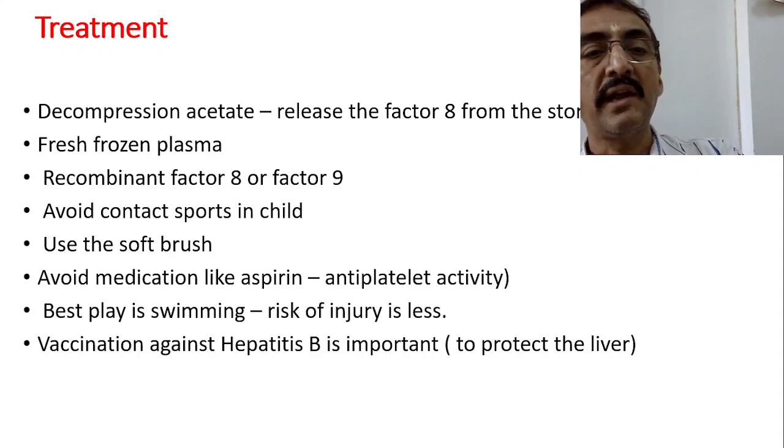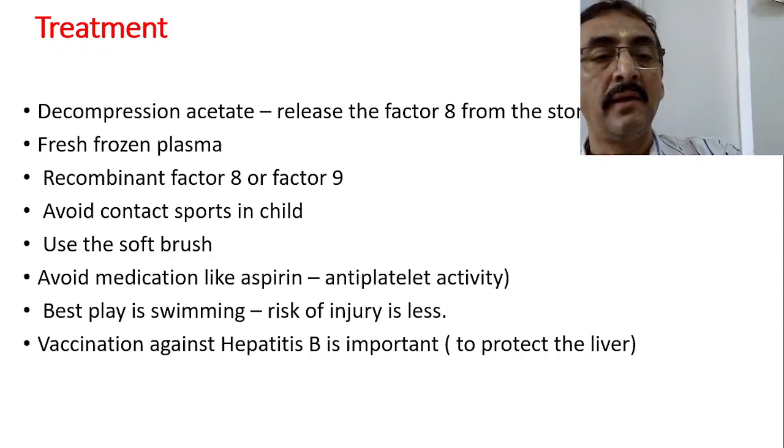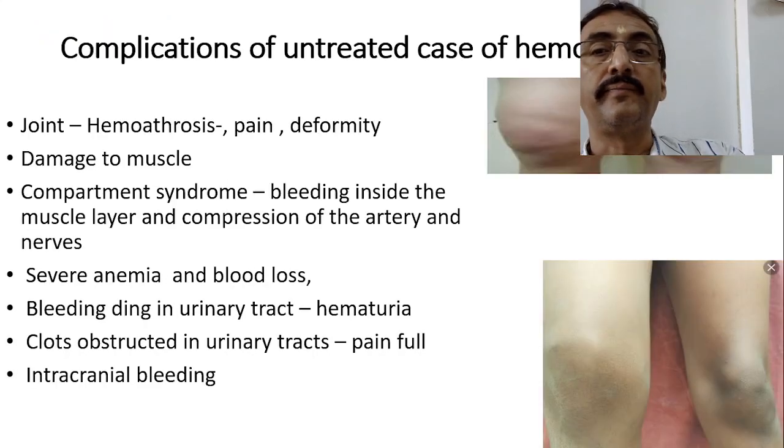Then we need to avoid contact sports in the child. We should try to avoid injuries as far as possible. Use a soft brush. Avoid medication like aspirin, antiplatelets, or any other drug which has antiplatelet activity. The best sport for this particular child is swimming, because in swimming the risk of injury is less compared to any other, because it's not a hard surface. Vaccination against hepatitis B is very important to protect the liver, because clotting factors are produced in the liver.